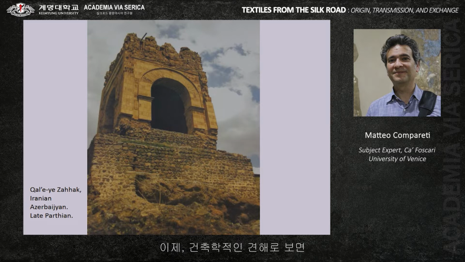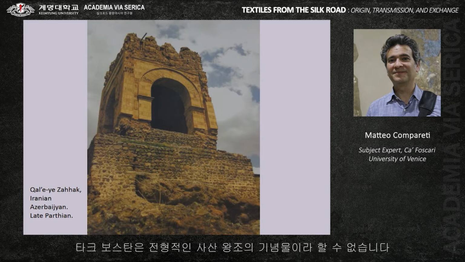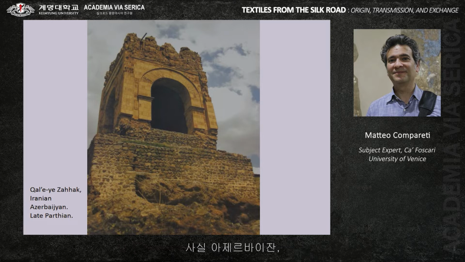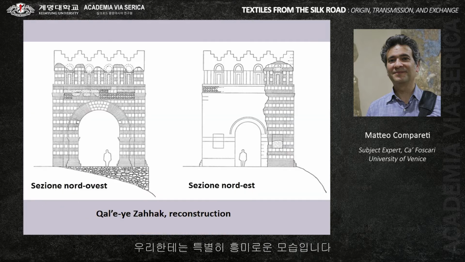Now, from an architectonic point of view, Takebustan cannot be considered a typical Sasanian monument. In fact, in Azerbaijan, which is in the northern part of Iran, now bordering the ex-Soviet Republic of Azerbaijan and Armenia and part of Turkey, we have something like this. This monument is called Qaleh Zahak. It's a romantic name, of course, decided by archaeologists, but it's the shape which is particularly interesting for us.